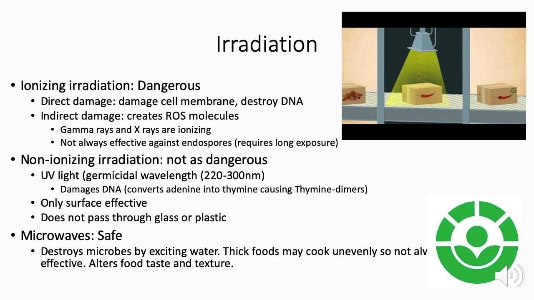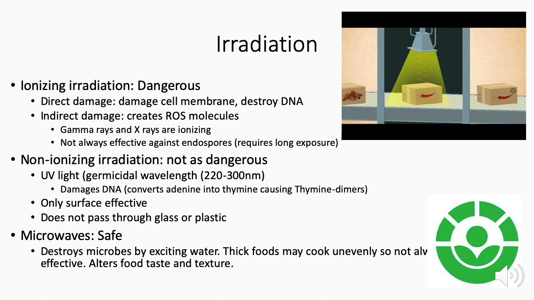Indirect damage can be caused by the formation of reactive oxygen species molecules. Forms of ionizing radiation you may have heard of are gamma rays and X-rays. One of the problems with ionizing irradiation is it's not always effective against endospores. If endospores are what you're trying to get rid of, you have to expose them to gamma or X-rays for a long period of time, and this can, of course, be dangerous.